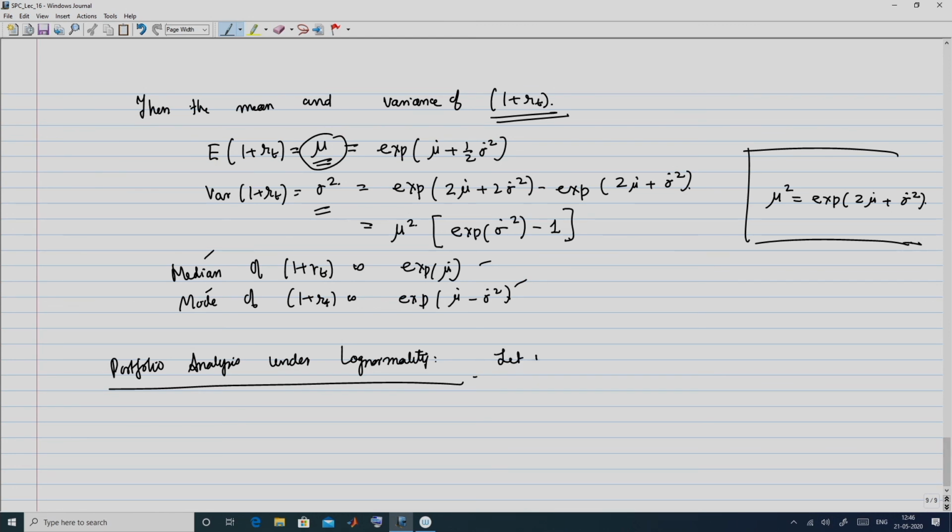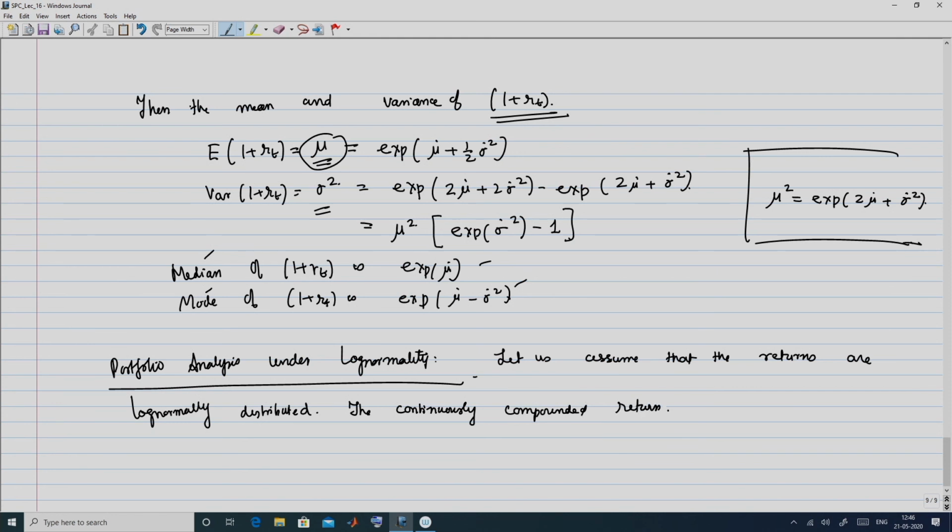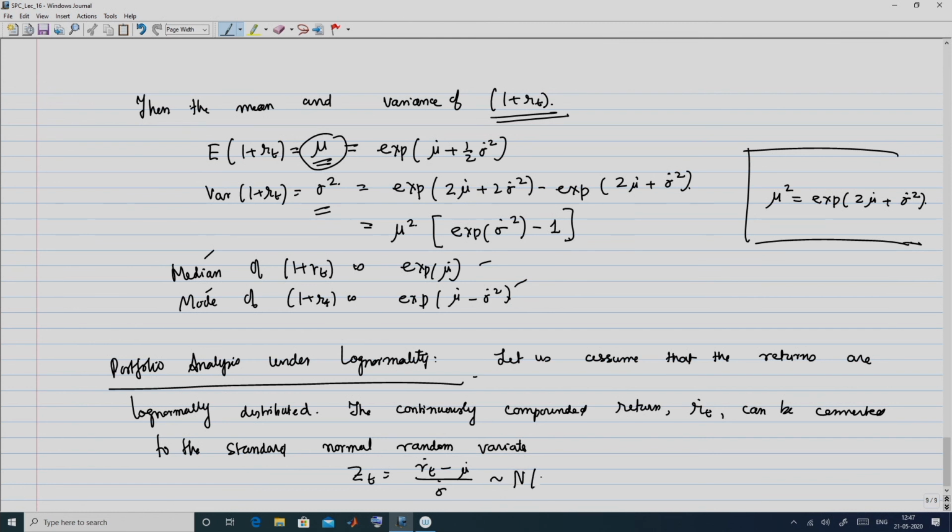Okay, so for this, let us assume that the returns are log normally distributed. Now, the continuously compounded return r t dot can be converted to the standard normal random variate. What is this? This is z subscript t, which is r t dot minus mu dot over sigma dot, and this follows a N(0,1) distribution.